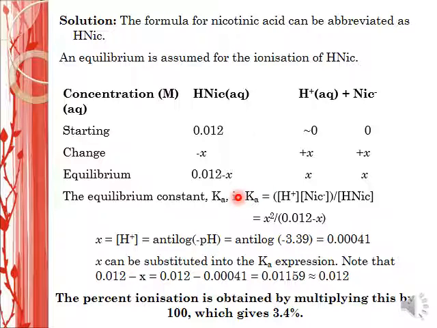Second question, percent of ionization. The formula to calculate percent ionization is H plus at equilibrium divided by original concentration times 100. So 0.00041 divided by 0.012 times 100, you should get around 3.4%. That is the percent of ionization. So only 3.4% ionized into H plus and NiC minus, and the rest remain as HNiC.